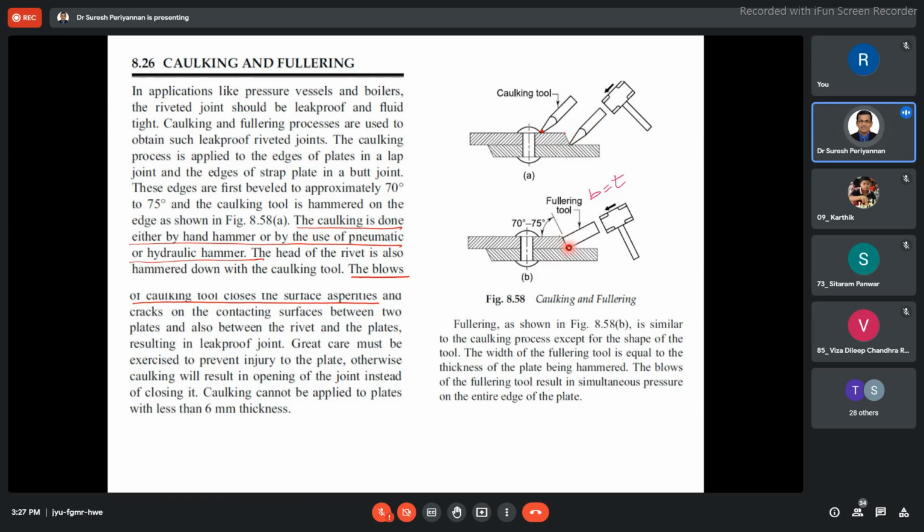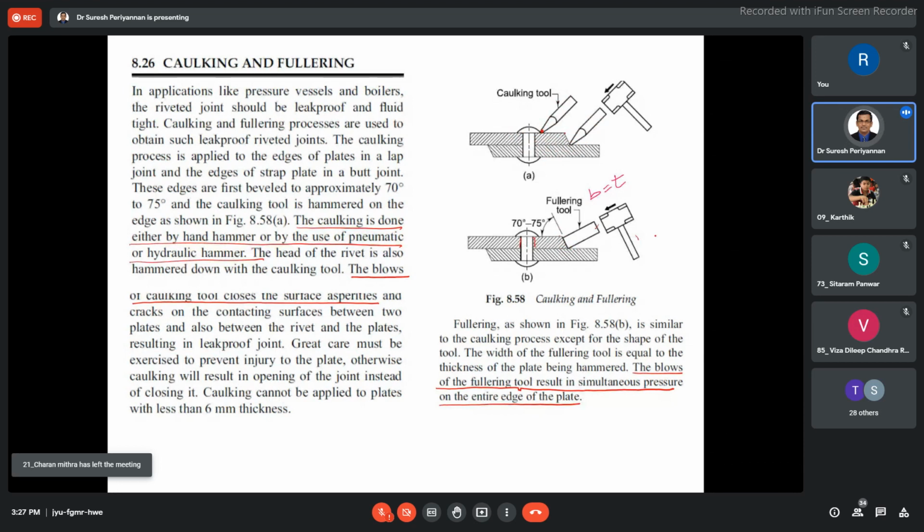Here also the blows of the fullering tool result in simultaneous pressure on the entire edge of the plate. Whenever there is any side gap or clearance, applying the pressure simultaneously will close the side gaps also with the help of this fullering tool.